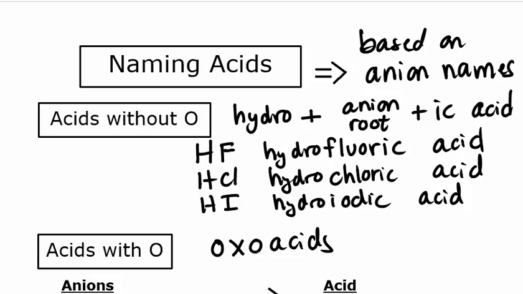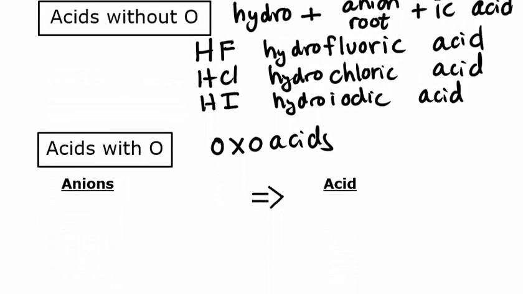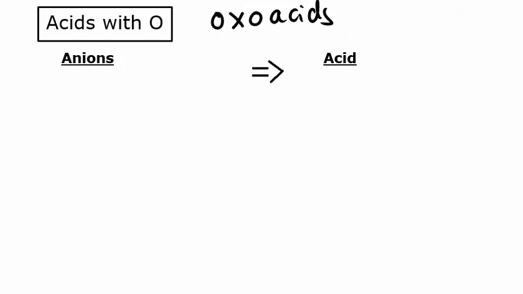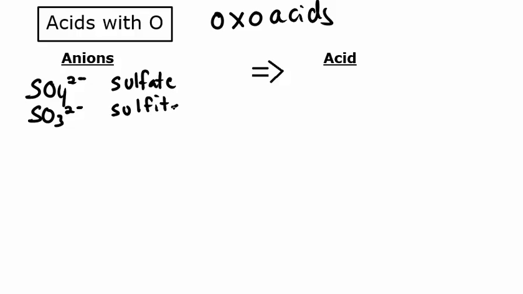All right, if the acid has oxygen in it, which lots of them do, it's called an oxoacid, and the naming is a little different. Okay, with the oxoacids, again, the name is based on the anions. First, we're going to look at a case where there are two similar anions. Okay, SO4 2- is an anion, and SO3 2- is an anion. We know SO4 2- as sulfate when it's an anion, and SO3 2- is sulfite.